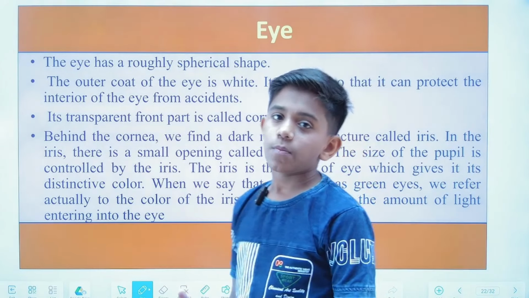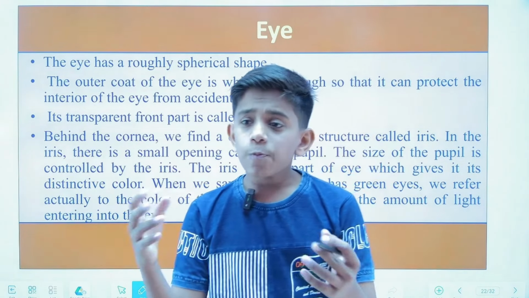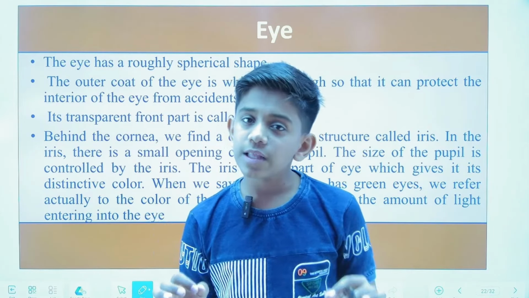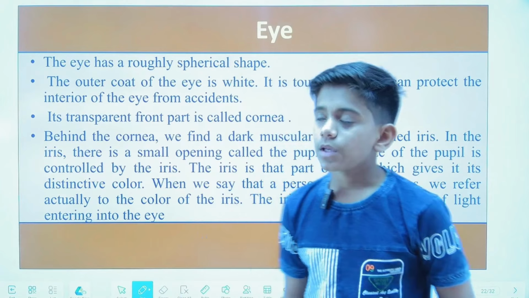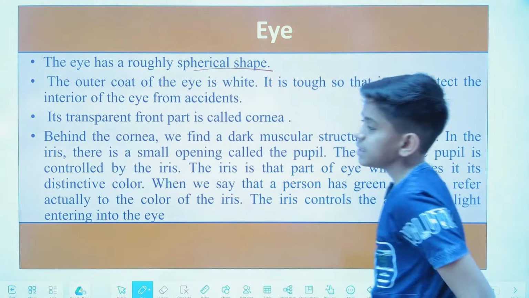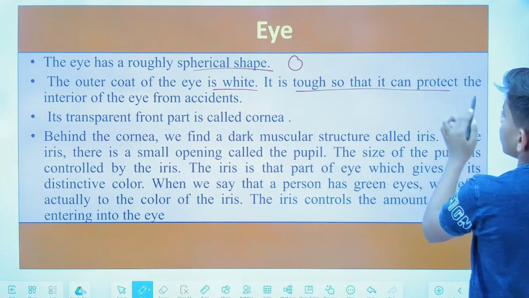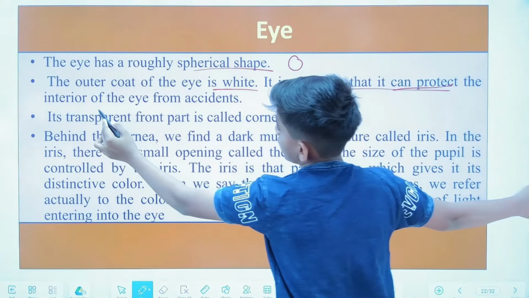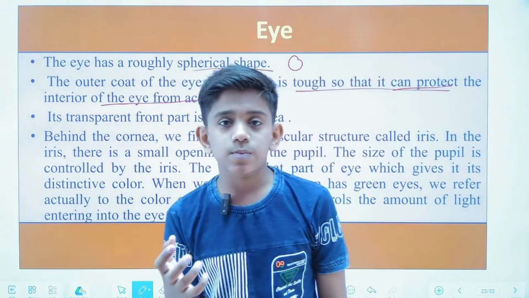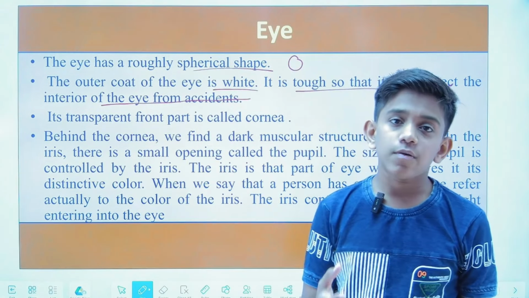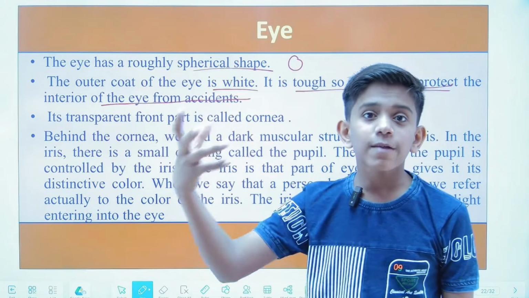Now we are going to our next topic, that is the human eye. Suppose there is light, but there is no eye to watch; you would see blind people. So our human eye is one of the very important organs of our body. The eye has a roughly spherical shape. The outer coat of the eye is white and tough, so it can protect the interior of the eye from accidents. The white part is delicate, but it is capable of protecting our eye.